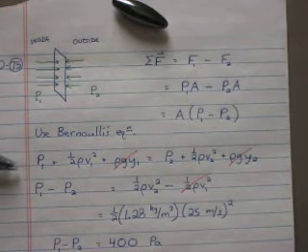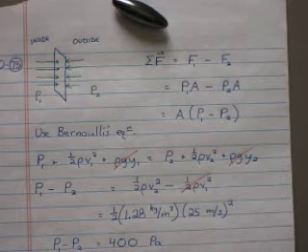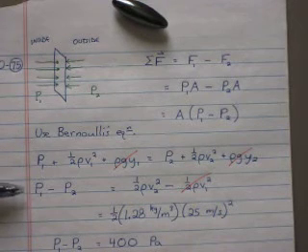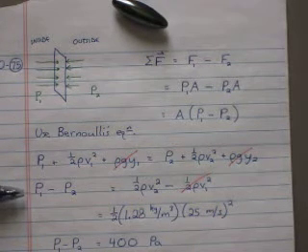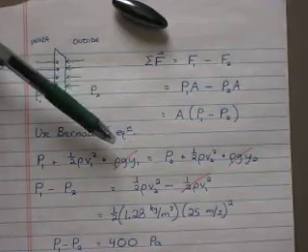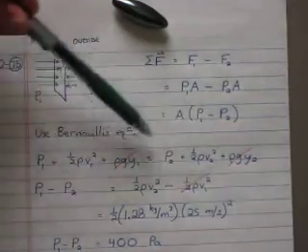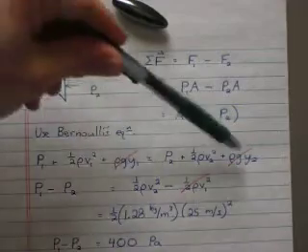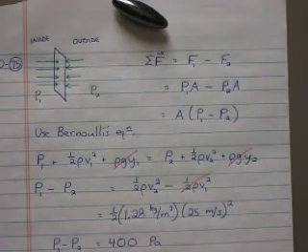Here's Bernoulli's equation. I set it up to find P1 minus P2. Since both sides of the window are at the same height, I can cancel out the part that involves Y1 and Y2.